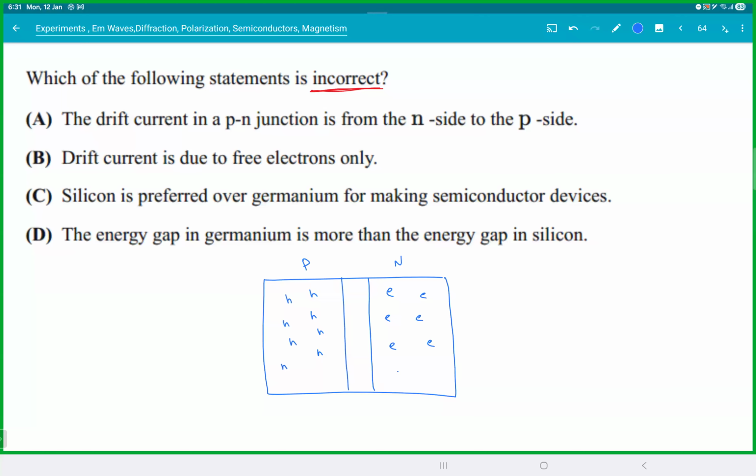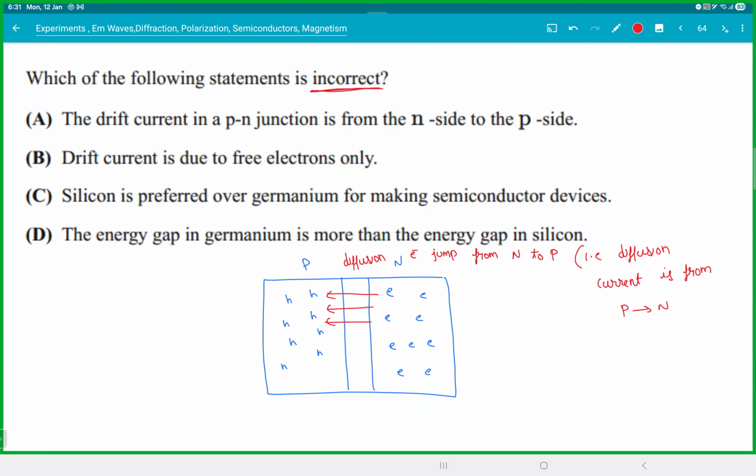Now remember, P type and N type are still neutral normally, but because of this excess of holes and electrons, the electrons will start jumping here. This is because of diffusion. So due to diffusion, electrons jump from N type to P type. That means the diffusion current is opposite, because the flow of positive charge is called current. So diffusion current is from P type to N type.